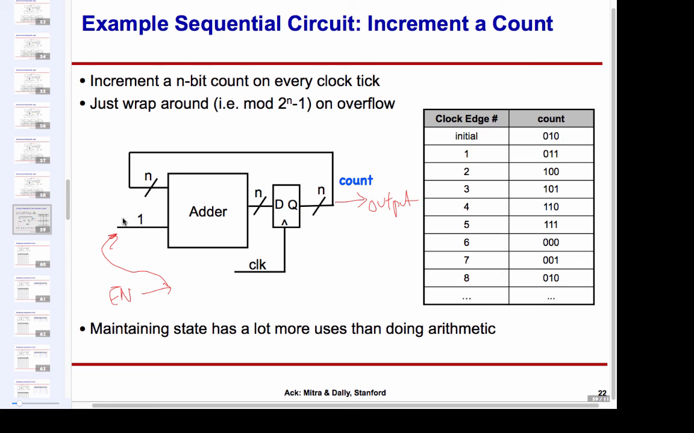I just, where I currently have 1, I just make it enable. Right? That does the trick. Can you suggest some other solution? You just gate the clock. That's the other solution. The other solution is that I can put an AND gate out here and put an enable to it. That can also do the trick.